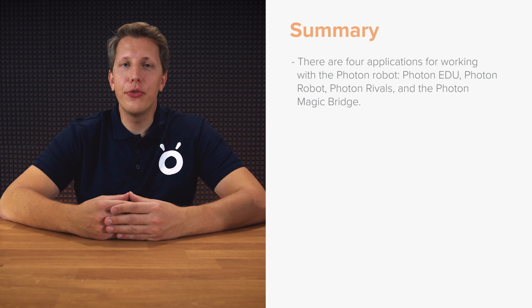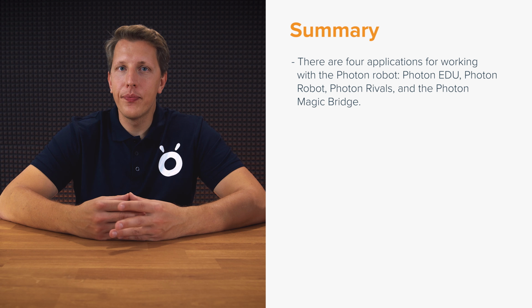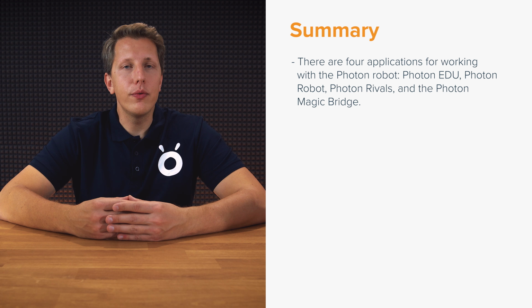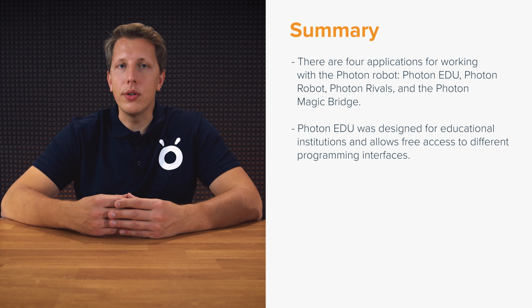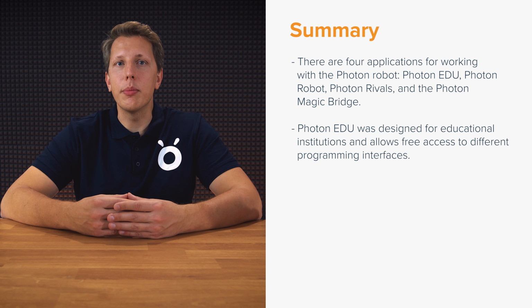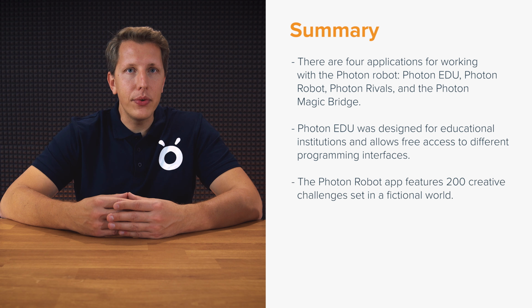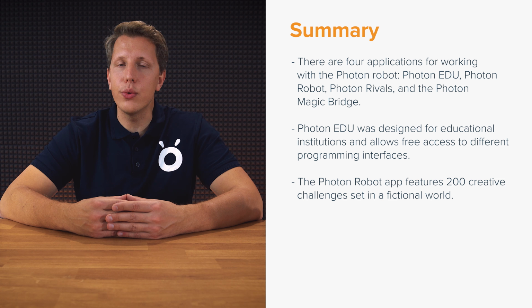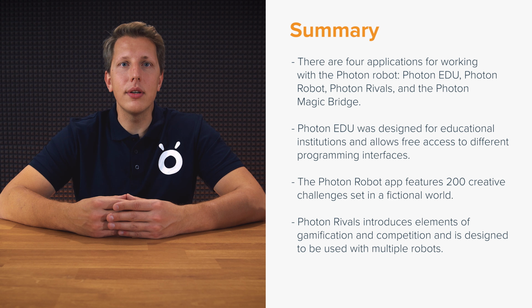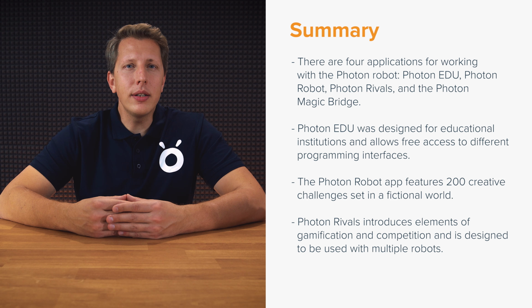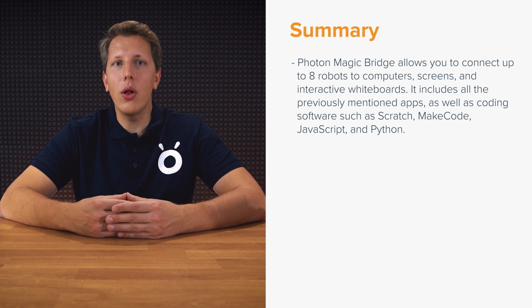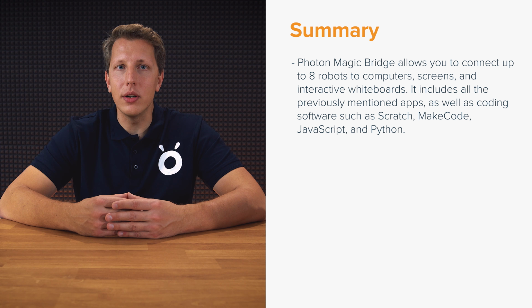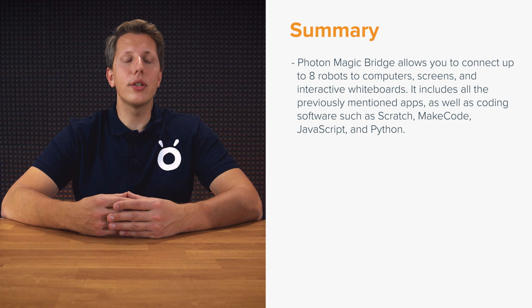To sum up, there are 4 applications for working with the Photon robot: Photon Education, Photon Robot, Photon Rivals, and the Photon Magic Bridge. Photon Education was designed for educational institutions and allows free access to different programming interfaces. The Photon Robot app features 200 creative challenges set in a fictional world. Photon Rivals introduces elements of gamification and competition and is designed to be used with multiple robots. Photon Magic Bridge allows you to connect up to 8 robots to computers, screens, and interactive whiteboards. It includes all of the previously mentioned apps, as well as coding software, such as Scratch, MakeCode, JavaScript, and Python.